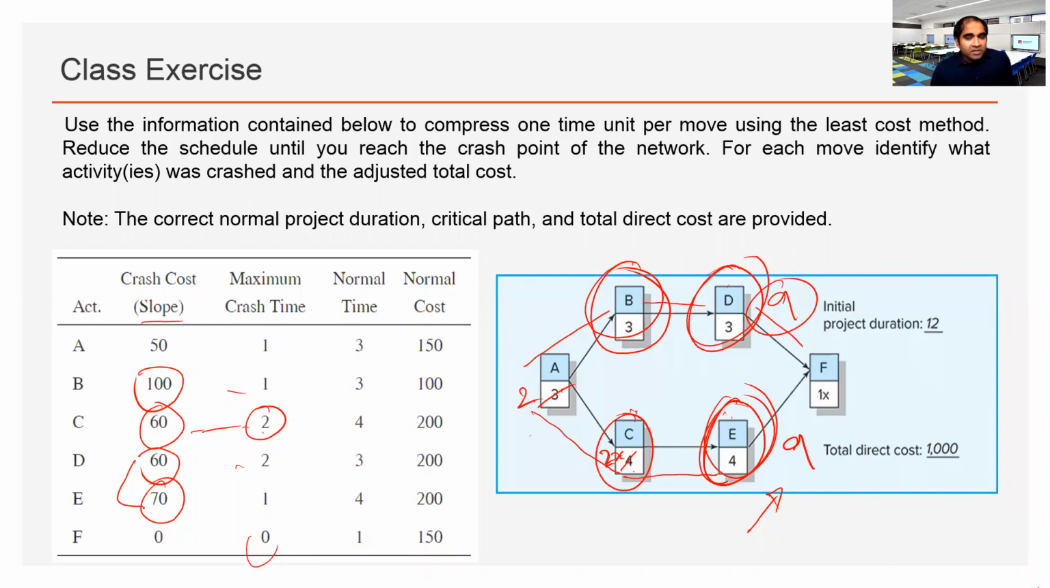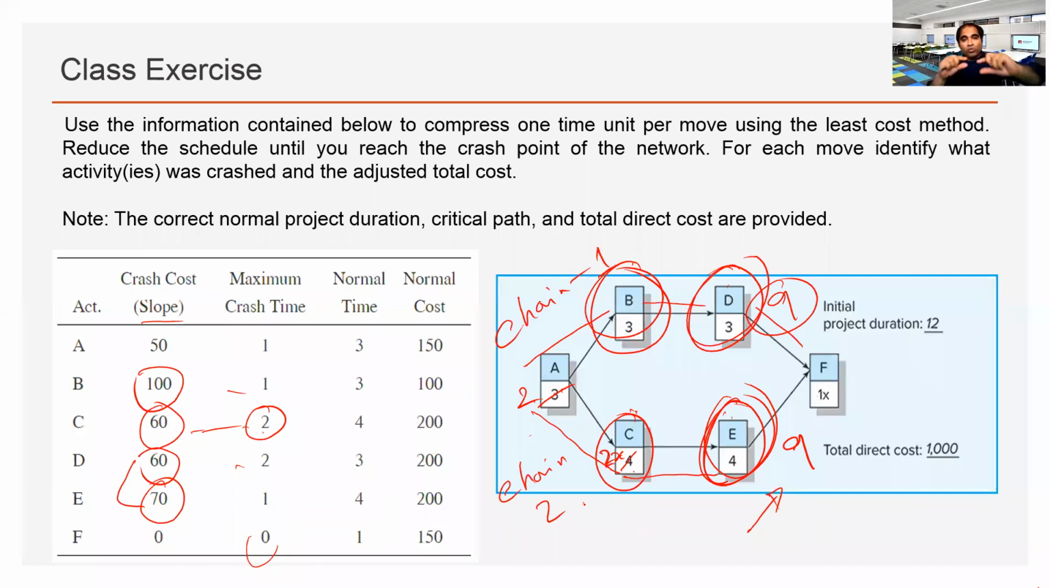Not to the same duration. I mean, how can we reduce the project duration? If you can reach the same duration, that means both chains now become critical. We have chain 1 and we have chain 2. Initially chain 2 was critical. Chain 2 was 11 days, right? This is the longest duration and shortest possible time.